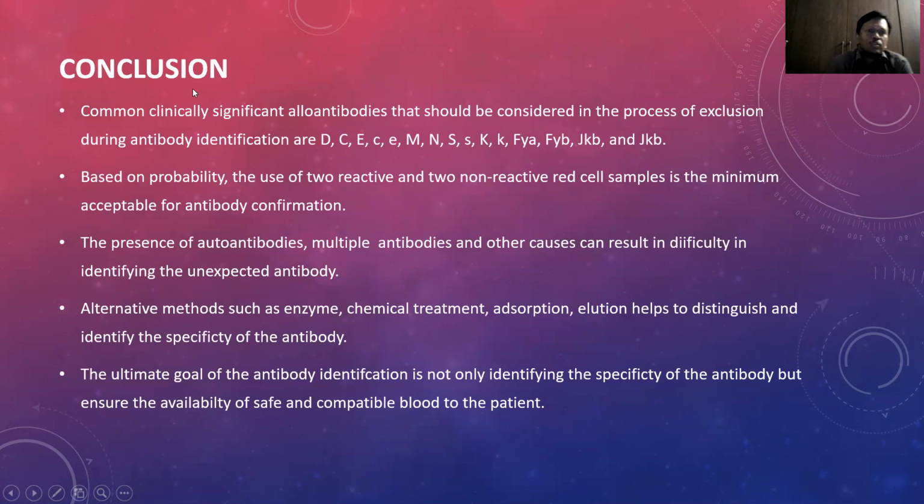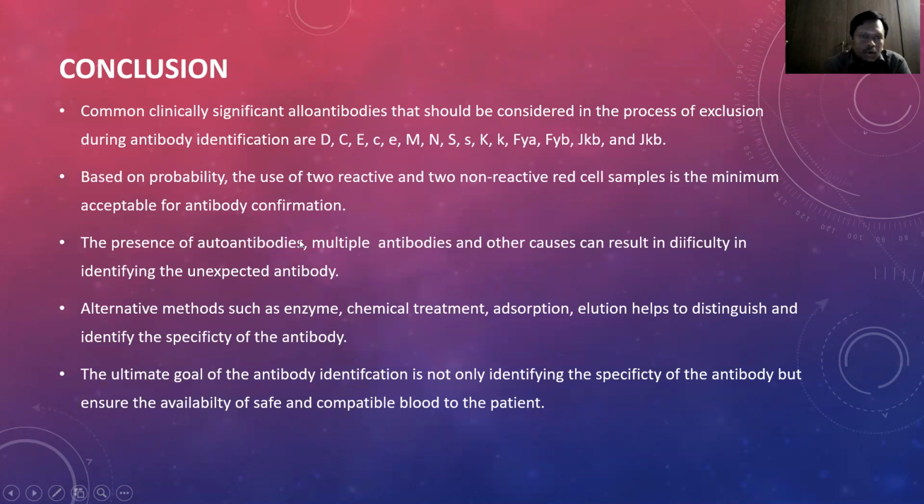So coming to the conclusions, the common clinically significant antibodies that should be considered in the process of exclusion during antibody identification are capital D, capital C, capital E, small c, small e, MNS, small s, capital K, small k, Duffy a, Duffy b, Jka, Jkb. So these are some of the clinically significant ones. We have to be aware of that. And based upon probability, the use of 2 reactive or 2 non-reactive normal red cells, or 3 reactive and 3 non-reactive red cells, is acceptable for antibody confirmation.